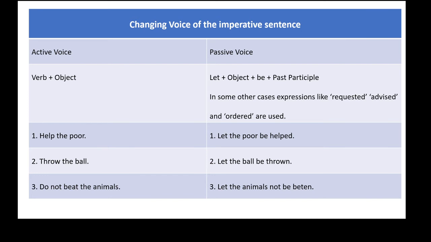Let the animals not. After that, "be" is written. We have to write "be." Let the animals not be. After that, the past participle of the verb is written. So here in this sentence, "beat" is the verb and the past participle of "beat" is "beaten." So, let the animals not be beaten.